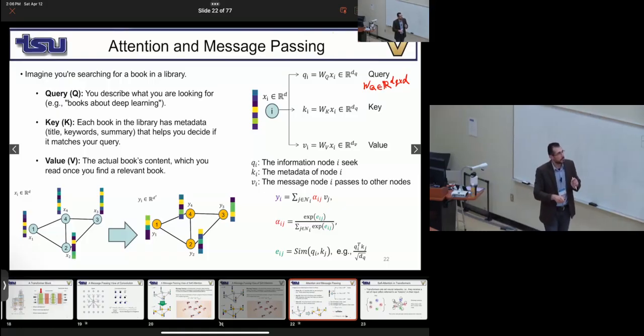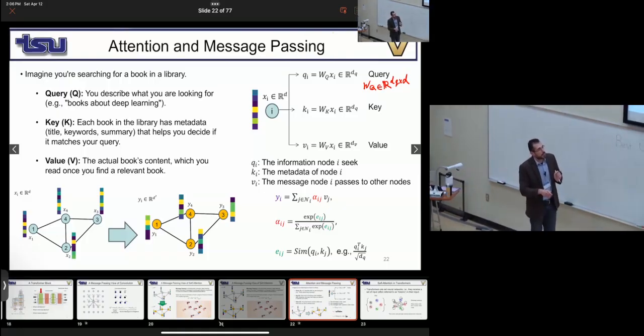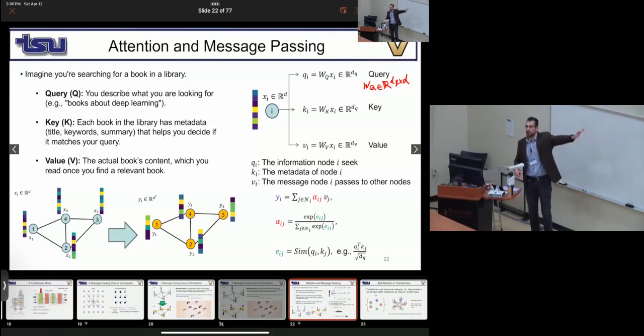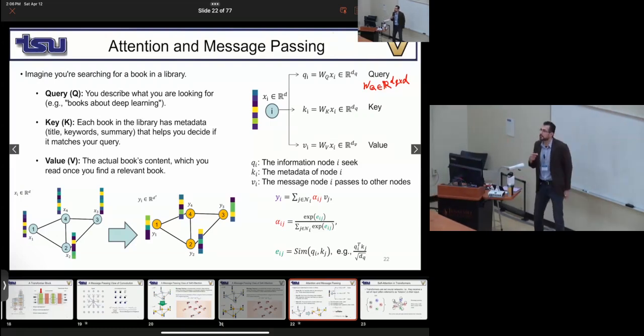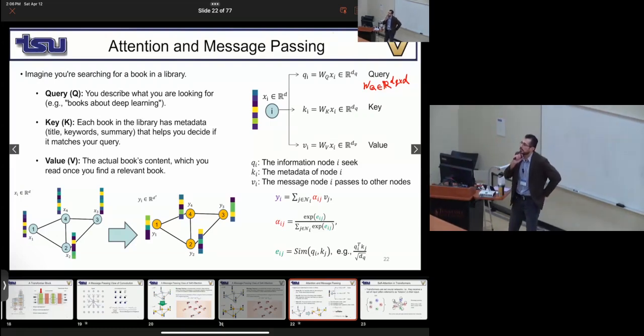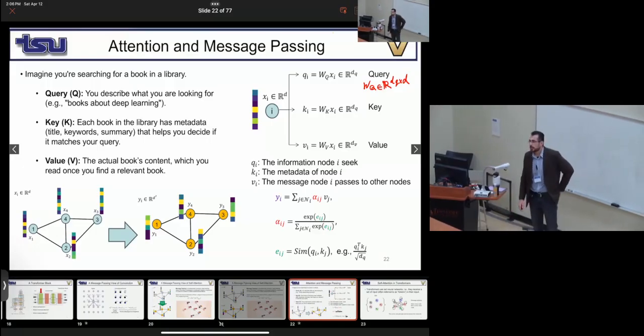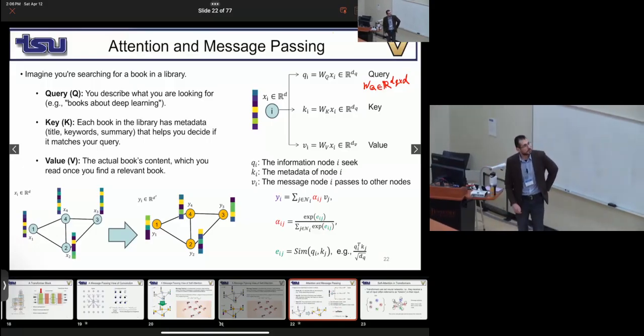Okay? So with this, essentially, we have all the equations that we need for attention. Is this clear? Any question? I think this is important. Maybe we can spend some time. Yes?